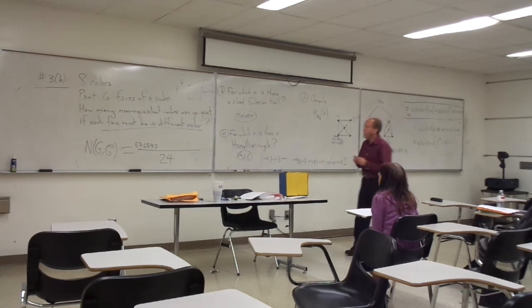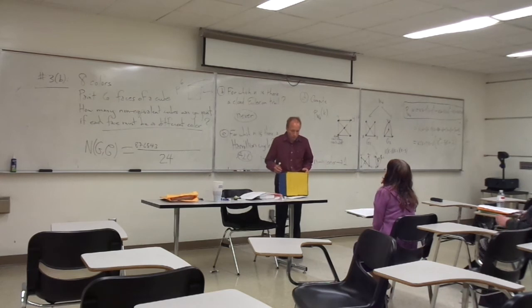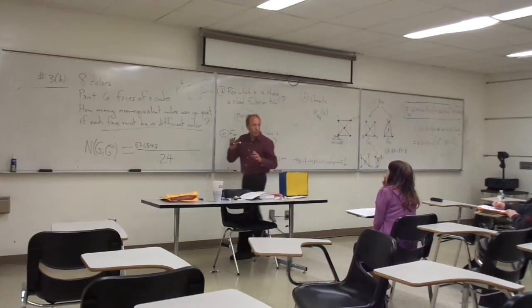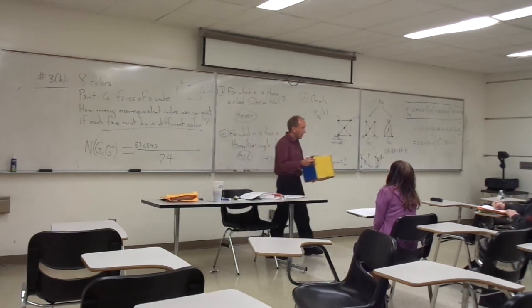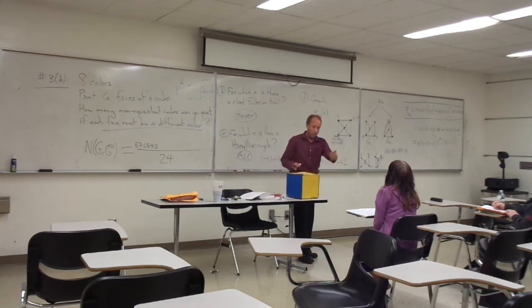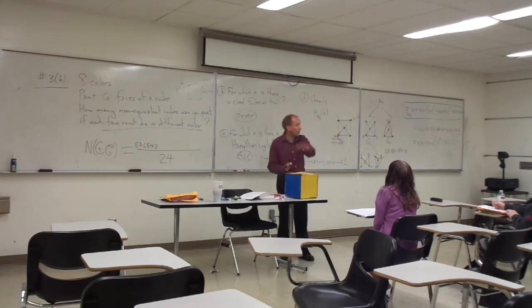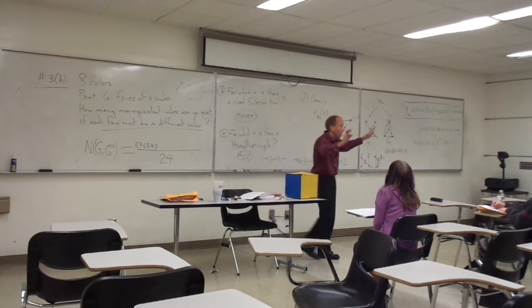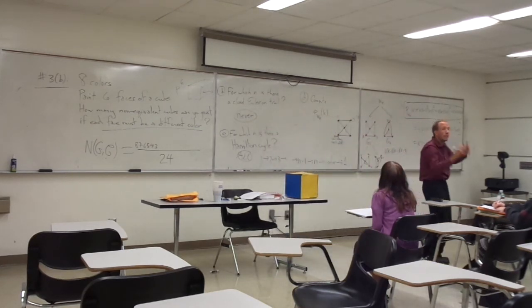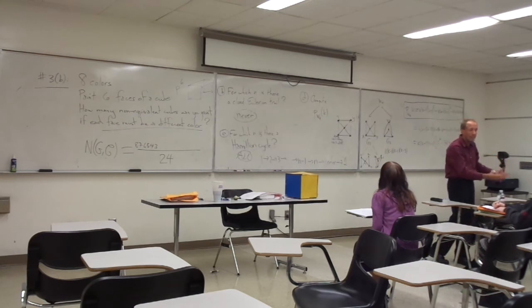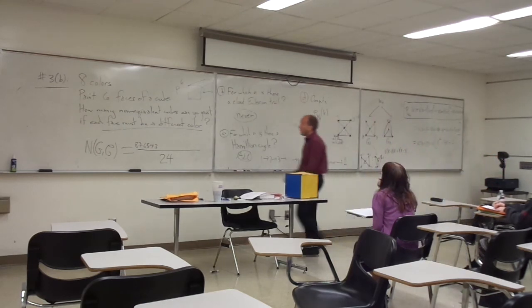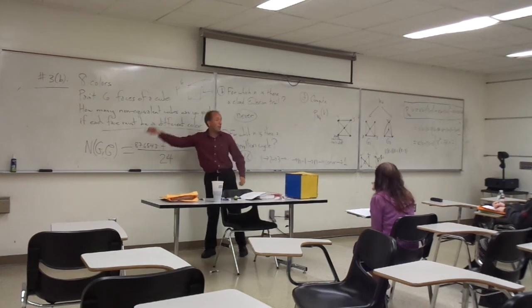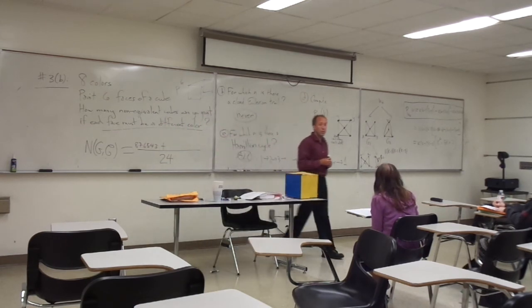Remember that when we're counting those colorings, we care about positions. So if I put red on this face and yellow on the top, that's different than putting yellow here and red here. That's a different coloring. It might be equivalent, but it's a different coloring. So we would want to count all of those. That would be your first term.